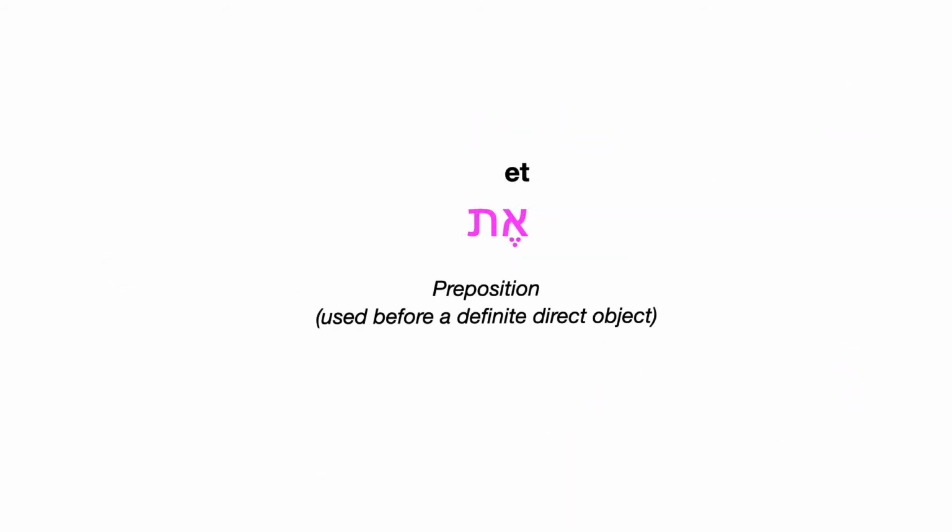And here's a preposition that's very important to understand. Et. Et does not mean anything. It is a preposition that you place before a definite direct object. Right? And we'll see an example of that in this song. In fact, we've seen a lot of examples in previous songs.